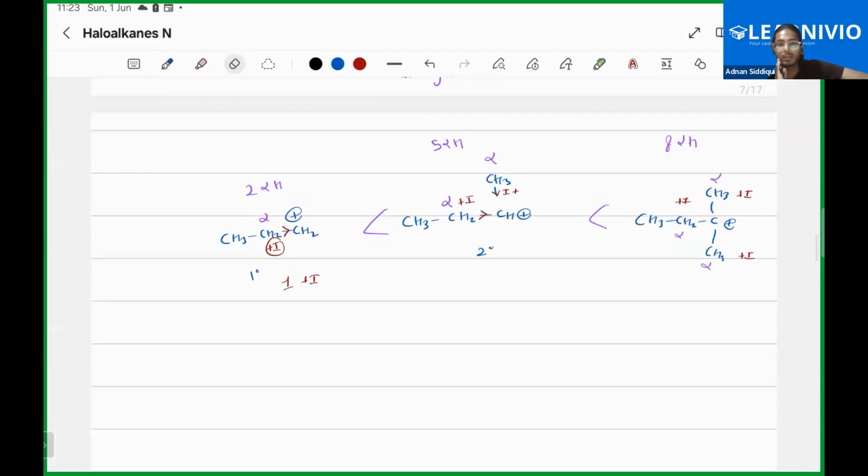Sir, the 1 degree carbocation will not react because it will be present only for a very few seconds. But the 3 degree will stay for a longer time. That's why it will be able to get attacked, right? And if the nucleophile is attacking, then only the product formation will occur, right? That's the reason.